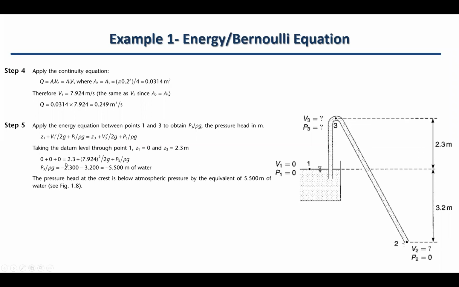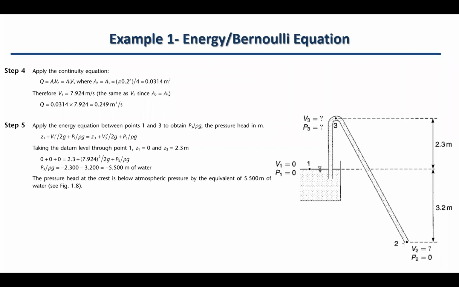By substituting these values into the Bernoulli equation, Z1 is 0, V1 is 0, and P1 is 0. All three terms on the left-hand side are 0. On the right-hand side, we have 2.3 meters, and the velocity we calculated before is 7.924 squared over 2G, plus P3 over rho G. The only unknown parameter is P3. When we rearrange this formula, the result is negative: 2.3 minus 3.2, and the result is 5.5 meters of water. Just bear in mind, this is 5.5 meters of water.